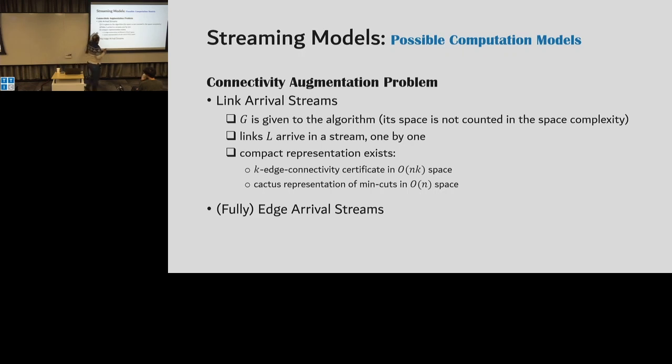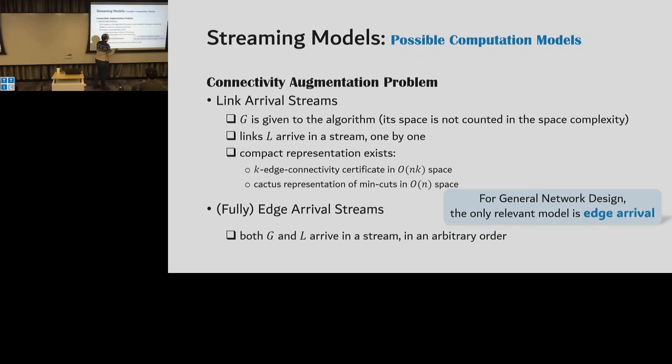But even if you're not happy with this, you can also think about another type of stream, which is a fully edge arrival stream. You assume everything arrives in the stream. What it means is that both edges of G and the links arrive in a stream in an arbitrary order. So basically, you receive edges of G, which have 0 weights or are maybe tagged, that are already in the graph, and also you receive the links.